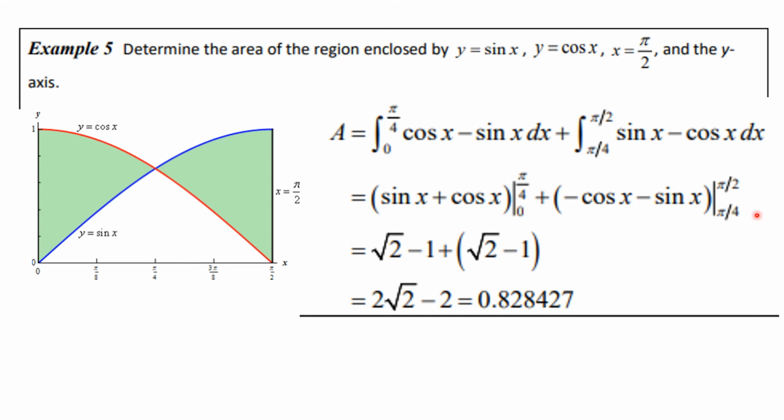I plug in these values. Again, you do have to be able to evaluate these, and you should know these special triangle numbers without using a calculator. And so we get this plus this. And if we add the square root of 2 and square root of 2, we get 2 square root of 2. And minus 1 is minus 2. This is the exact answer that I would expect you to tell me.